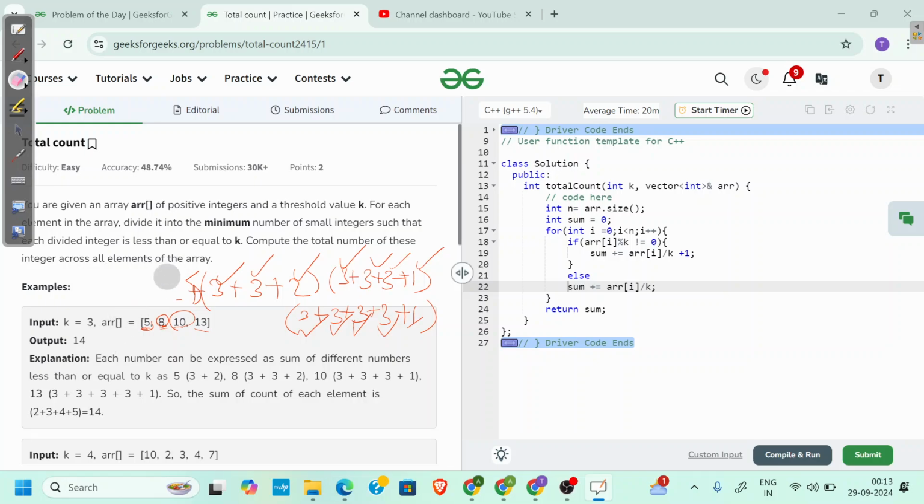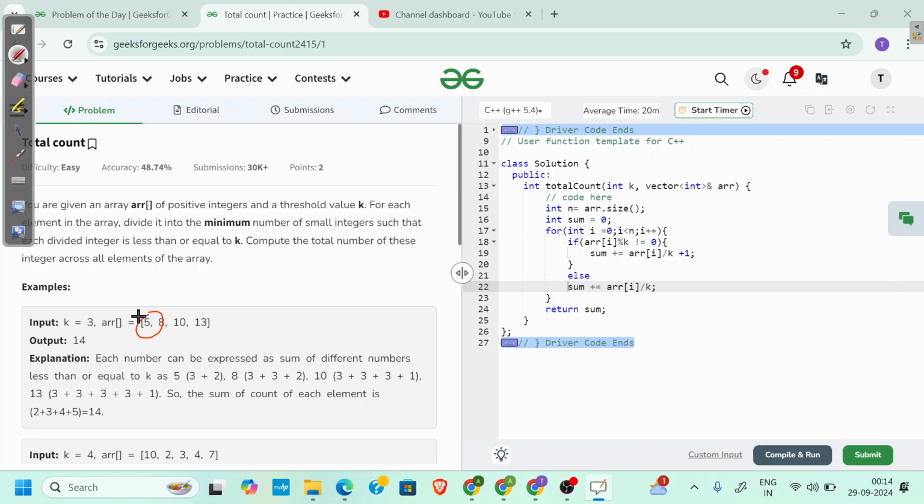To make it easier, we can write two conditions. The first: if the element is divisible by k, it will be 1k, 2k, 3k, and so on, say xk. It will look something like this: 1k, 2k, xk.